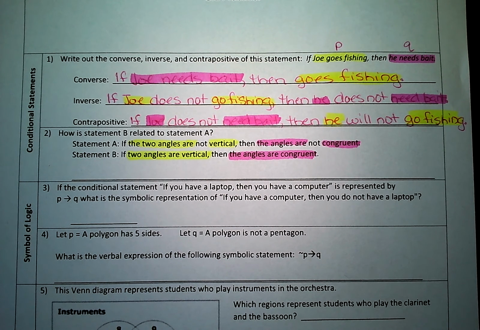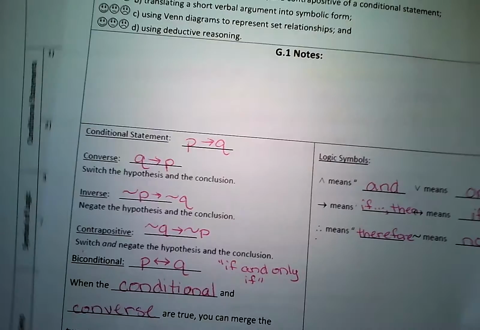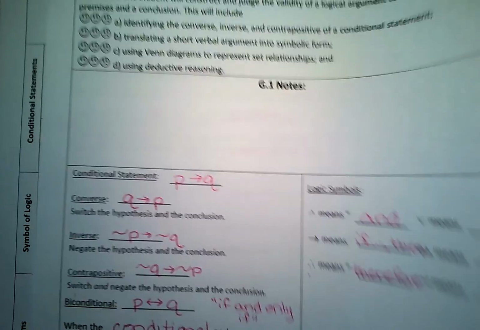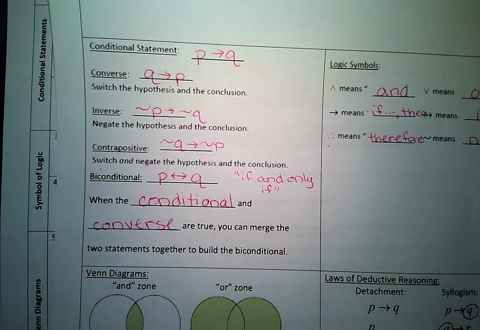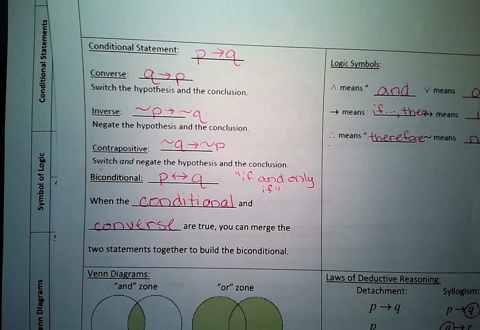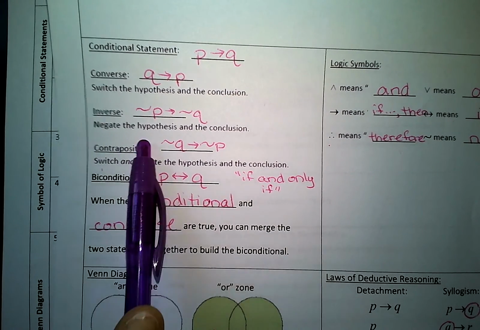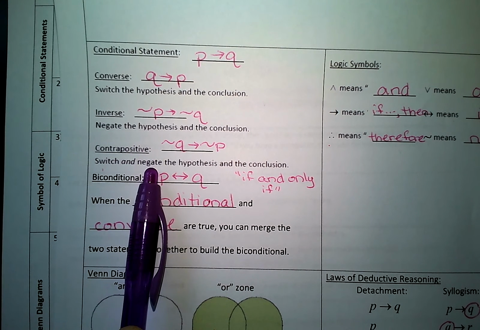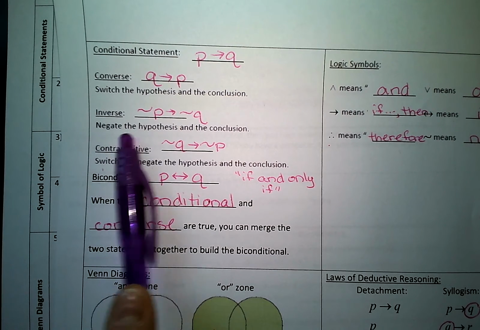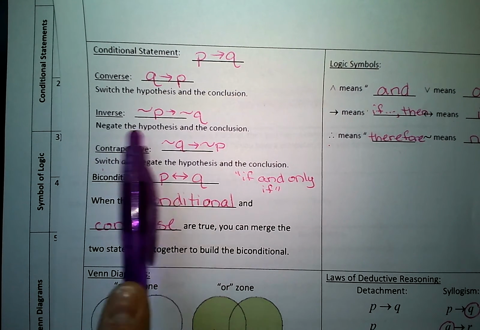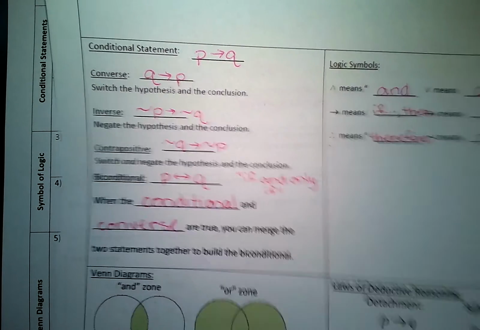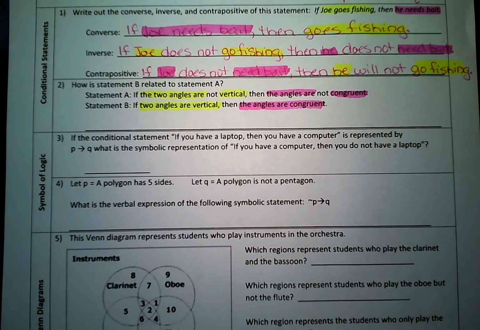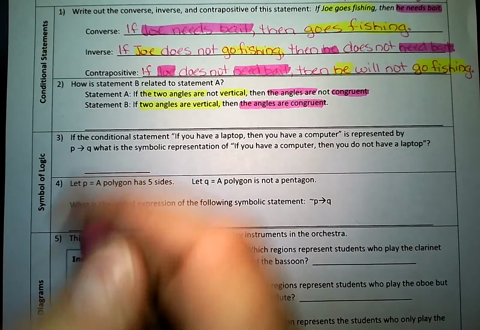If I go back to my notes, there's only one of the forms of the conditional statement that does not swap the order, and that's the inverse. Converse swaps order, contrapositive swaps order and negates. The inverse maintains the original order, but negates the hypothesis and conclusion. Statement A and statement B are inverses of each other.